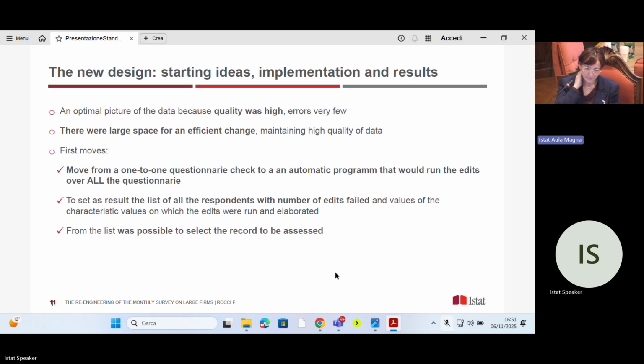the questionnaires. We set as a result the list of all the respondents with the number of edits failed and values of the characteristic parameters, not value, characteristic parameters on which the edits were run and elaborated. From the list, it was possible to select the record to be assessed.